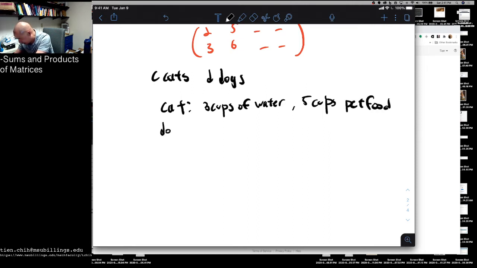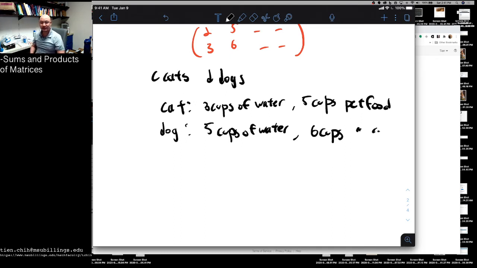And each dog needs 5 cups of water and 6 cups of the general pet food. Alright? And so what are we doing? What we're trying to do here is answer the question, given some number of cats and some number of dogs, how much water will I need and how much of the general pet food will I need?